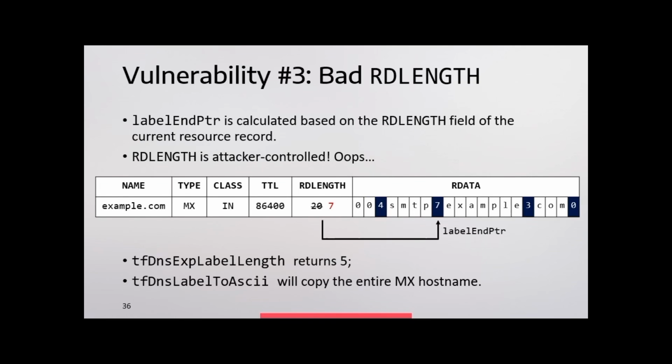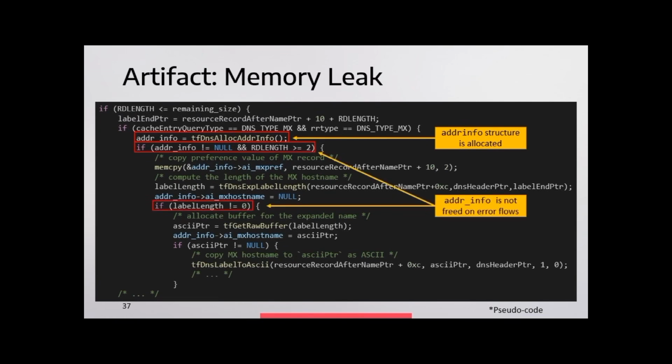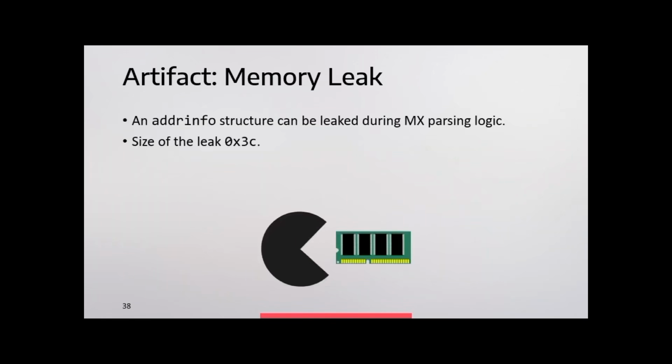So another artifact we found during our research is that we can leak another heap allocation during the MX parsing logic. So you can see here another heap allocation is allocated, and in these two error flows, it is not freed. So this means we have two ways to leak another heap allocation. First, by specifying an RD length value which is smaller than 2, like 1, or by causing expand label length to return a length of 0. And we can do this by using a bad compression pointer, for example. So the size of the leak is hex 3C, and these leaks come in handy when exploiting heap vulnerabilities. And in fact, we use the exact same memory leak in our exploit, as you will see later.